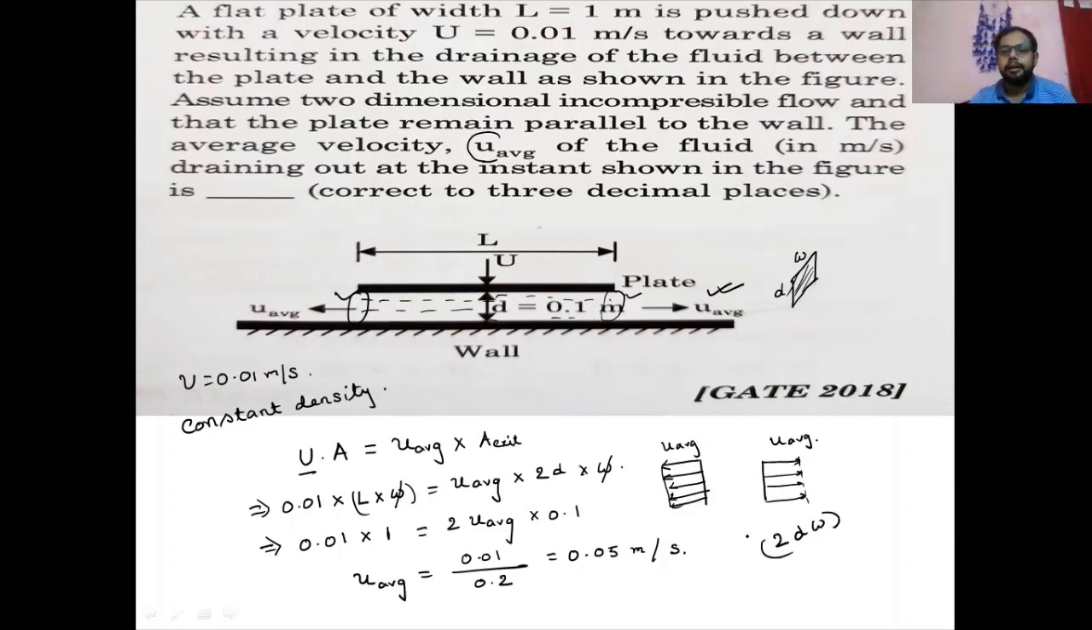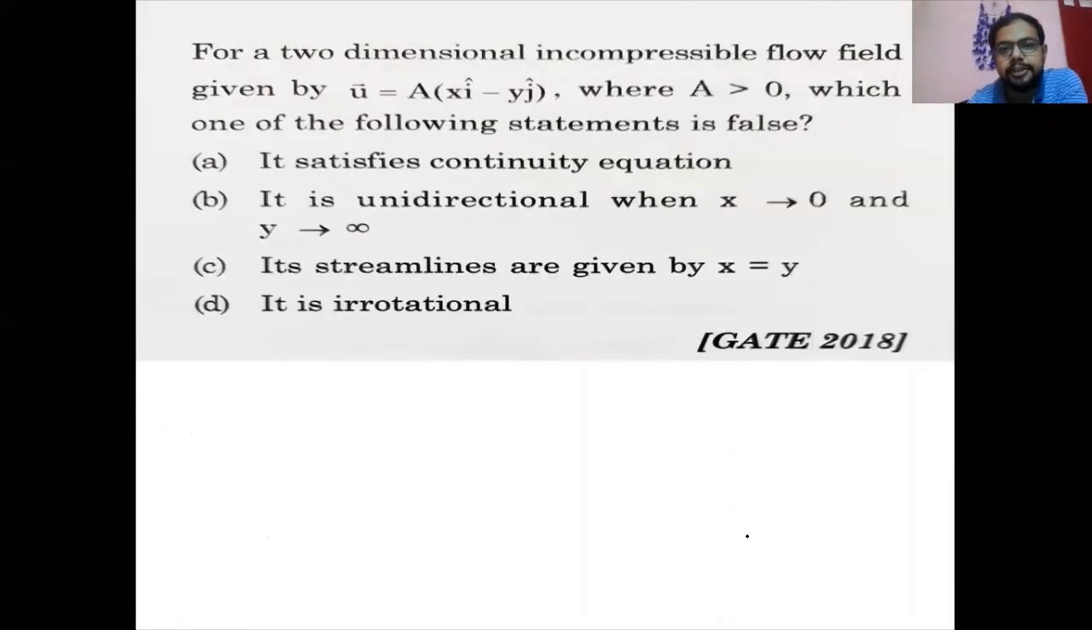This is the way we have to solve this problem. Mass balance or continuity equation, the basic sense we are applying here. As the plate is coming down, it pushes the liquid. So the liquid is trying to escape. The escaping route is the side. So from the side, the liquid is going out. This is the way to solve this problem.